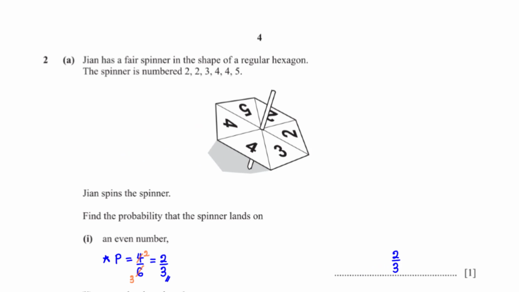Gian has a first spinner in the shape of a regular hexagon. The spinner is numbered 2, 2, 3, 4, 4, 5. Gian spins the spinner. Find the probability that the spinner lands on an even number. This probability is equal to the number of sections on the spinner with an even number, which is 4, divided by the total number of sections on the spinner, which is 6. This simplifies to 2/3.